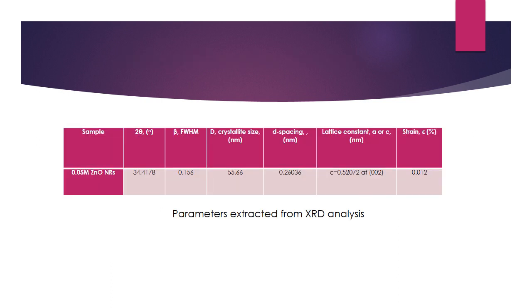And the table here shows the parameters extracted from the XRD analysis. The sample has a 2 theta of 34.4178 degrees, a full width half maximum of 0.156, a crystalline size of 55.66 nanometers, a d-spacing of 0.26036 nanometers, a lattice constant C of 0.52072, and a strain of 0.012%.